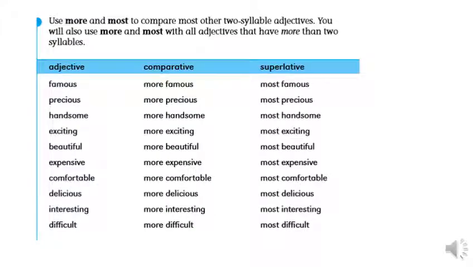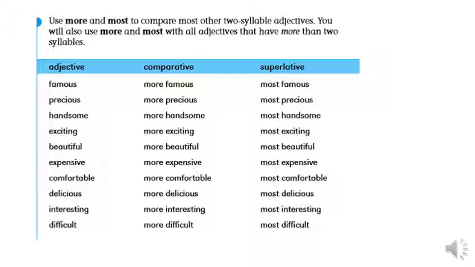Use more and most to compare adjectives that have 2 or more syllables. When I say syllable, it means I'm saying a sound. If an adjective has 2 or more syllables, it means I have to use more in the comparative form and most in the superlative form.